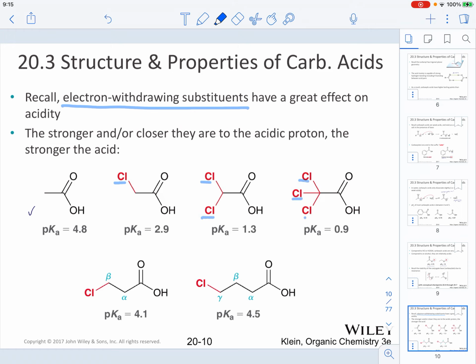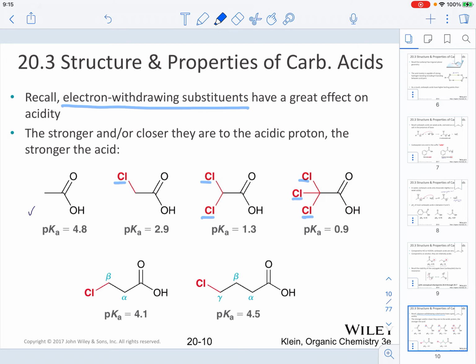And as you can see, as we increase the number of electron withdrawing substituents, the acidity, in terms of pKa, the willingness to dissociate that proton, is going to be greater, because we see a value of pKa that is decreasing.